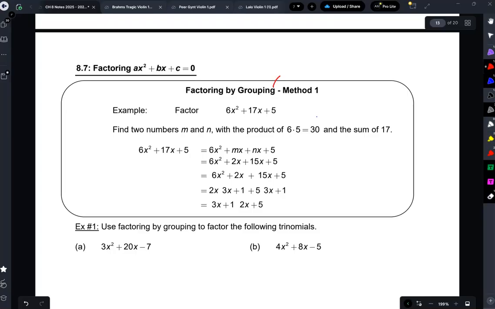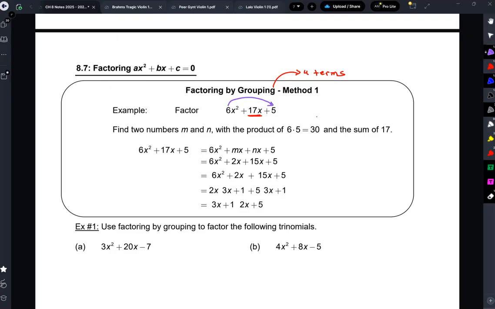So the first thing is we need to create 4 terms out of the 3 that we have. And the one that we split is always this middle one. So how does this work? What you do is first you multiply this number to this. What do you get when you do that? 30. 6 times 5, you get 30.